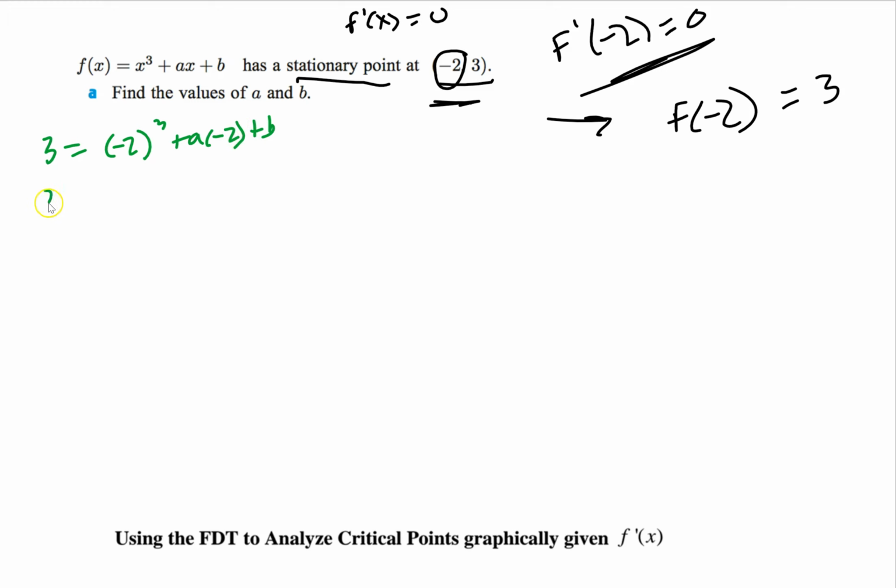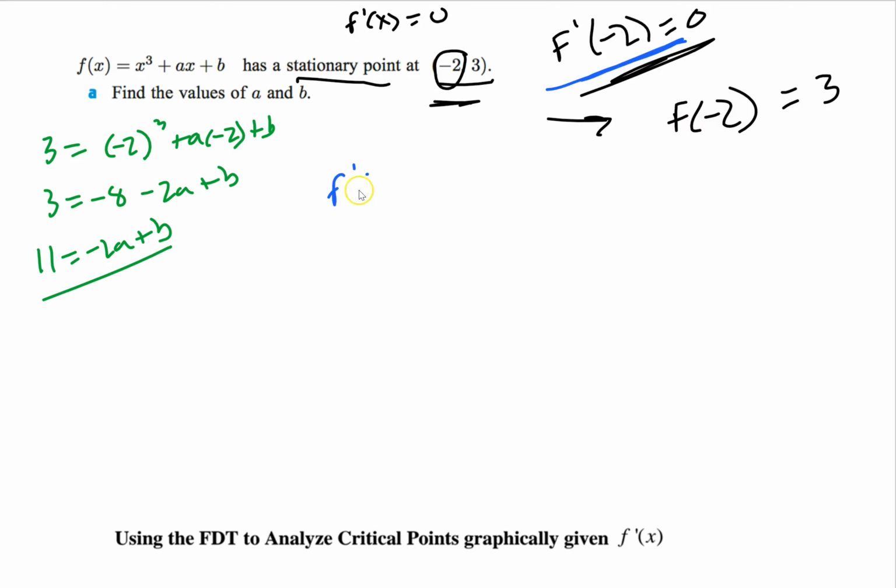I can simplify it a little bit. 3 equals negative 8. Remember, odd power keeps the sign. Minus 2a plus b. Add the 8 over, I get 11 equals negative 2a plus b. Right, can't go any further there. That's where I max out. Now let's look at the derivative one. Let's do this one, right? Take a derivative of that.